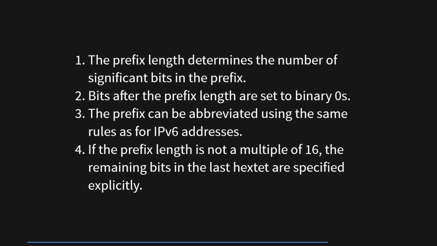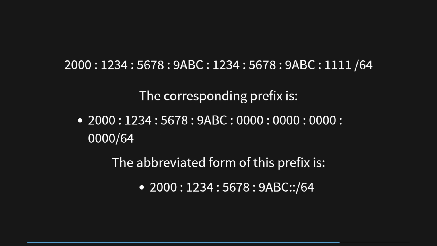Bits after the prefix length are set to binary zeros. 3. The prefix can be abbreviated using the same rules as for IPv6 addresses. 4. If the prefix length is not a multiple of 16, the remaining bits in the last hexdet are specified explicitly. This is the corresponding prefix.